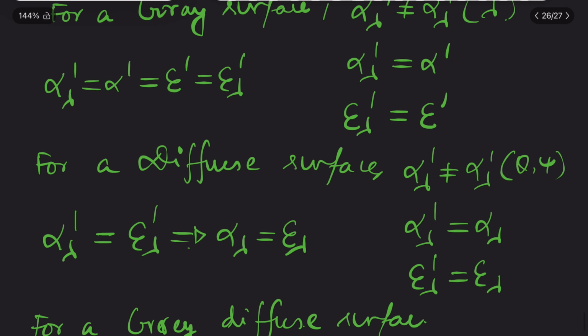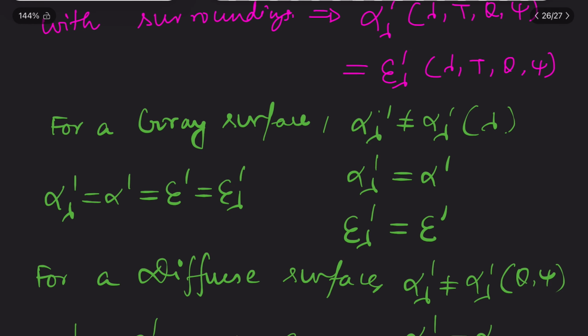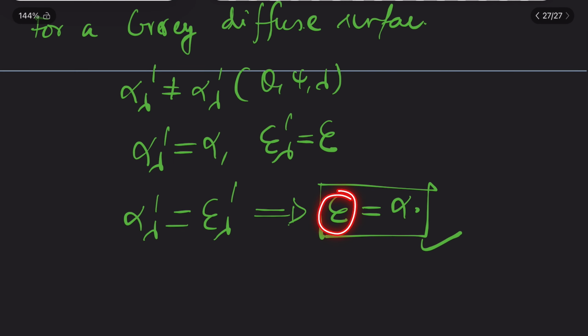So this was very important: for a diffuse surface, my spectral hemispherical emissivity is equal to spectral hemispherical absorptivity. For a gray surface, my directional total emissivity is equal to directional total absorptivity. And for a gray diffuse surface, my total hemispherical emissivity is equal to total hemispherical absorptivity.